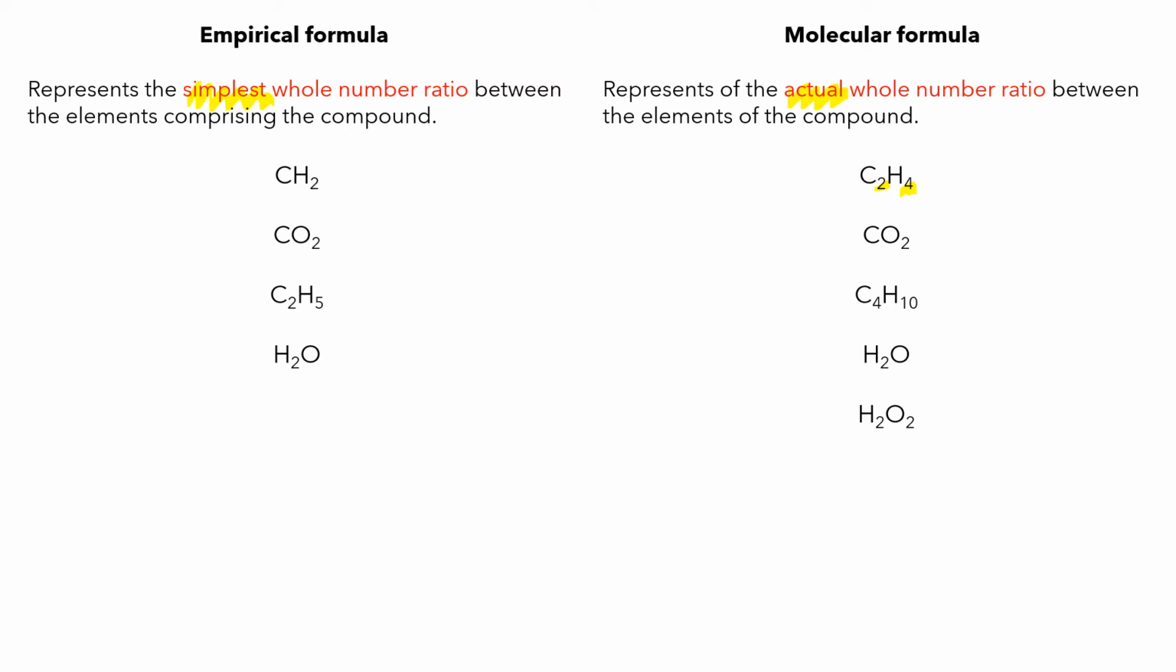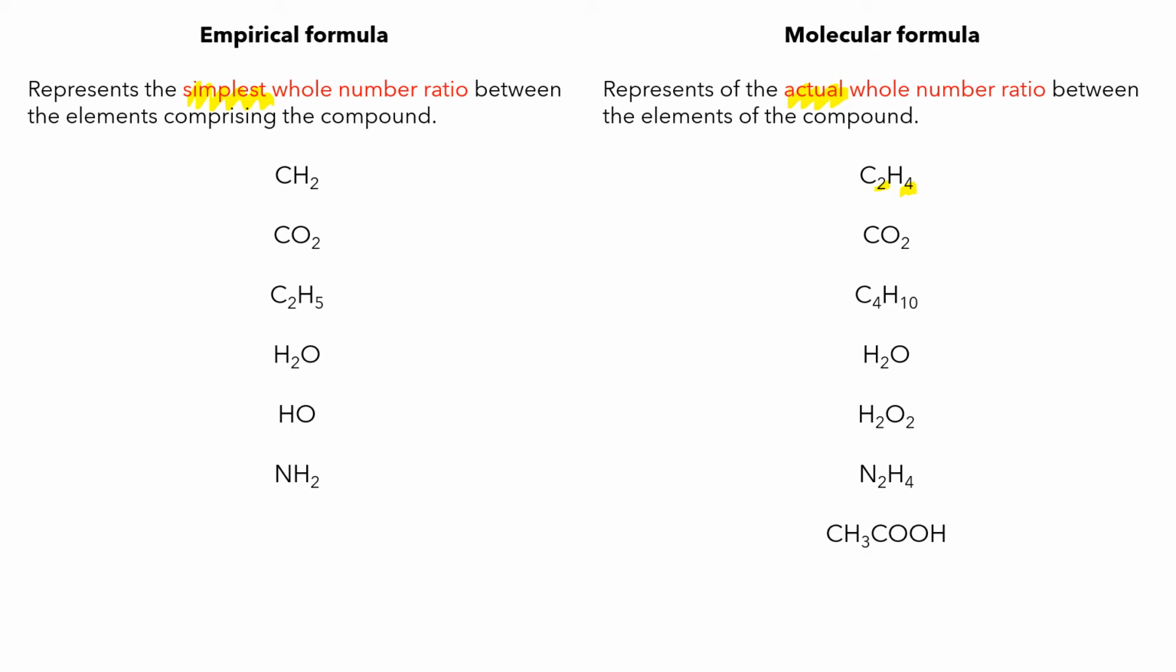H2O2, can we simplify it? Yes, so it will become HO. N2H4, we can simplify it to become NH2. So we have empirical formula, which is NH2, molecular formula is N2H4.